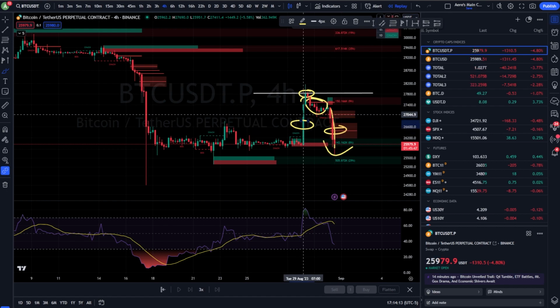Same thing on the reverse. If we're up, we're up. Don't fight it. Don't fight the markets. You're going to get hurt.